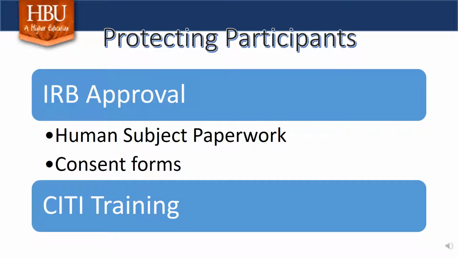In order to protect participants, it is necessary to complete IRB approval. This includes human subject paperwork and adult as well as parental consent forms, if necessary. This paperwork can be found under Module 1. In addition, in order to protect participants, I'm going to ask that you complete CITI training. The details for this training also can be found under Module 1.